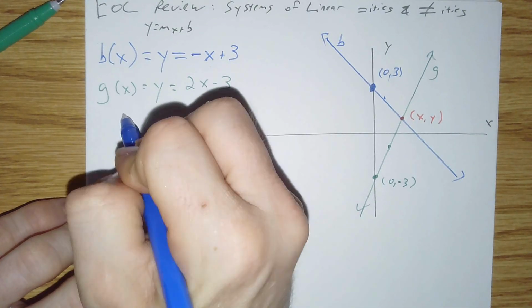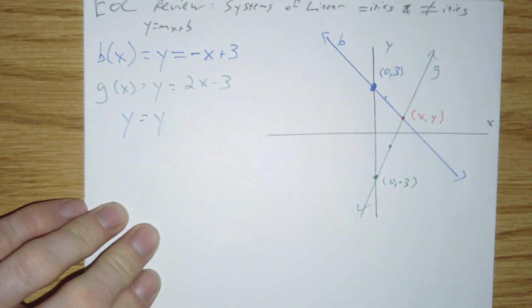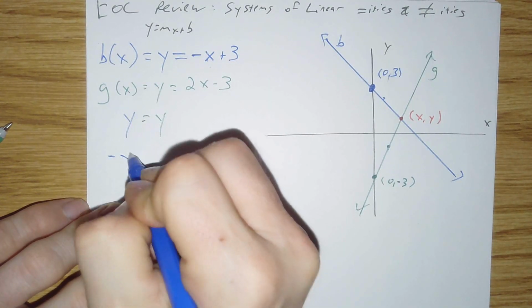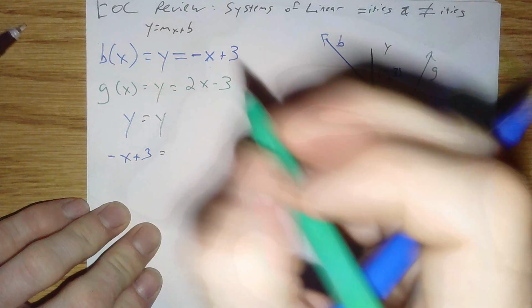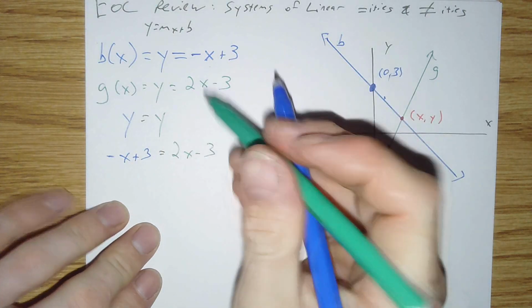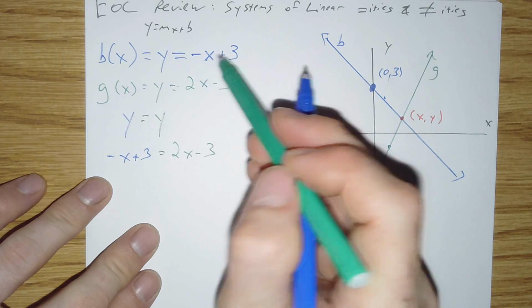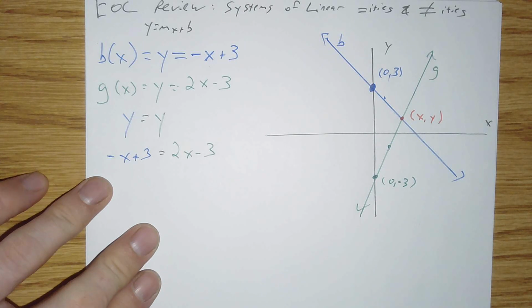So how do I figure this out? Well, I know that the blue y equals the green y. I'm just going to go ahead and set -x plus 3, which is my blue y, equal to 2x minus 3, which is my green y, because these are equivalent. This y equals that y, so this, which is equal to y, must equal that, which is equal to y. That's the transitive property.